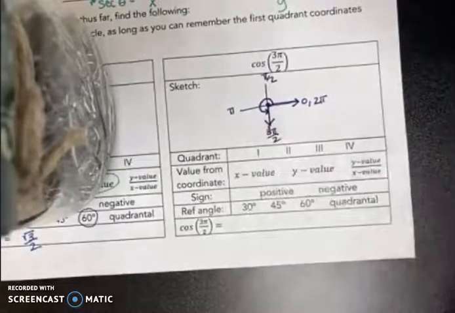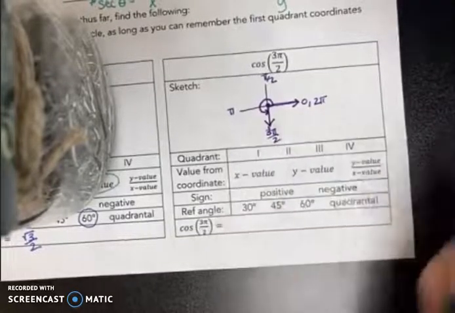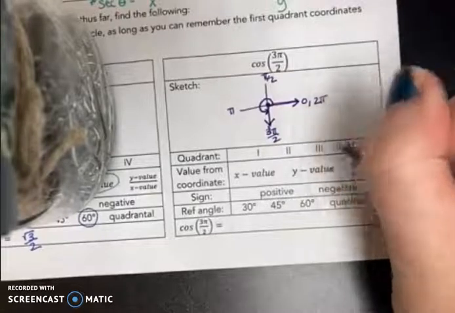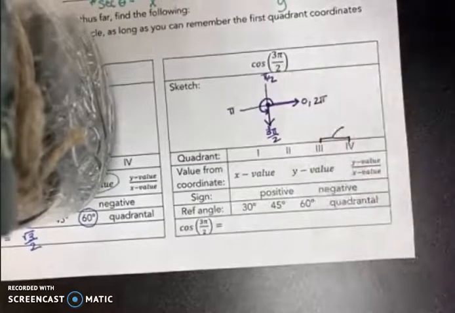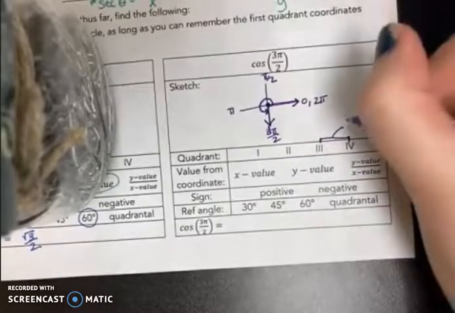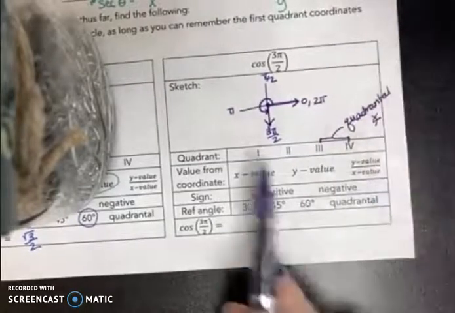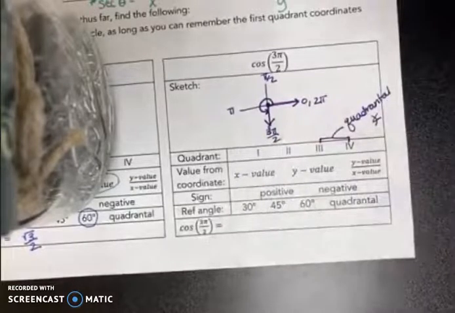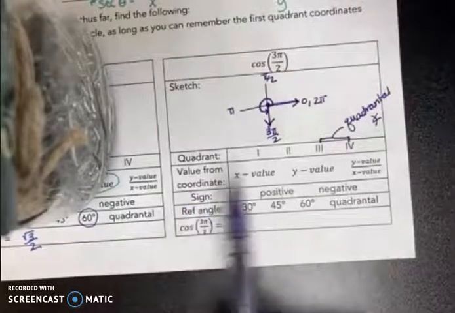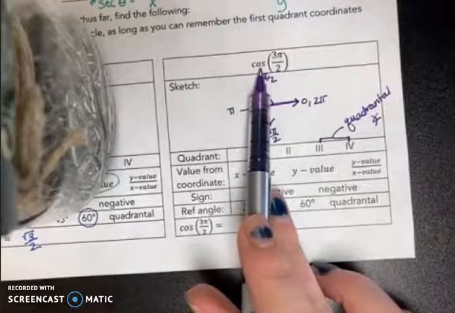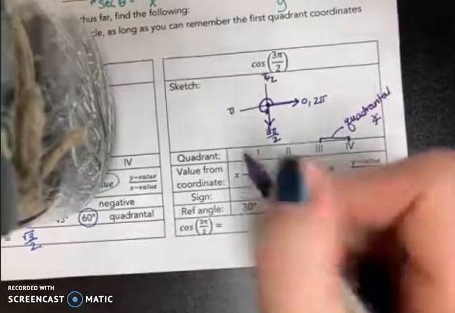So when it asks what quadrant it's in, really it's in between quadrant 2 and 3. So I'm just going to group 3 and 4 together and write quadrantal angle because it separates quadrant 3, quadrant 4. And then when it says value from the coordinate, so this time I'm evaluating cosine of 3 pi over 2. If sine was the y value, cosine is going to be the x value.